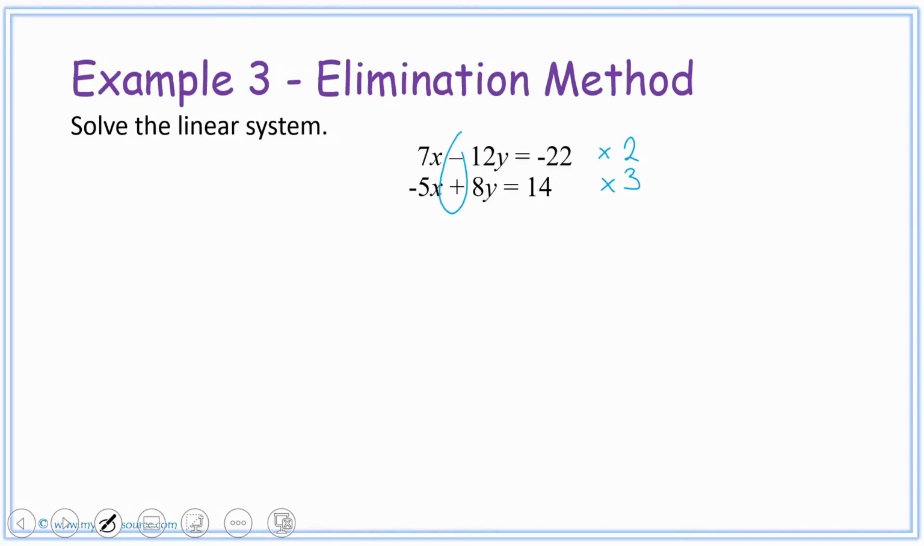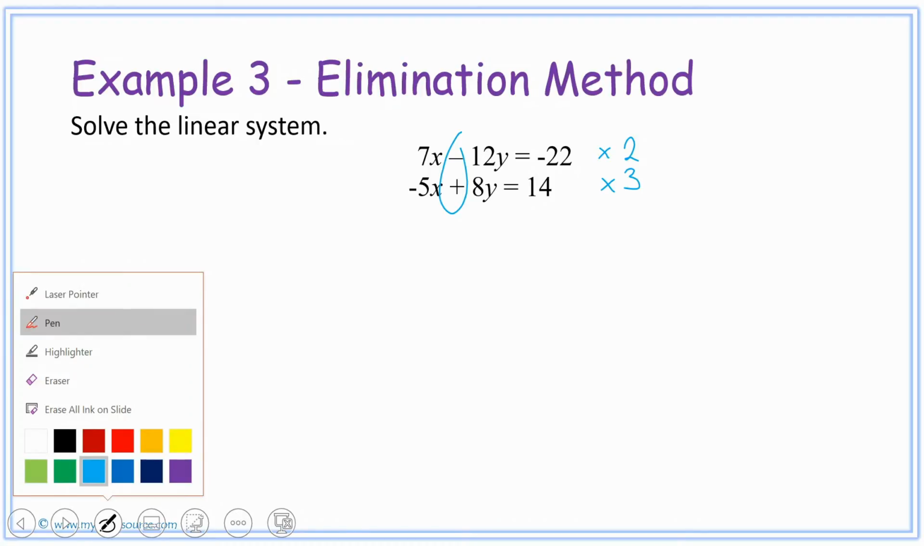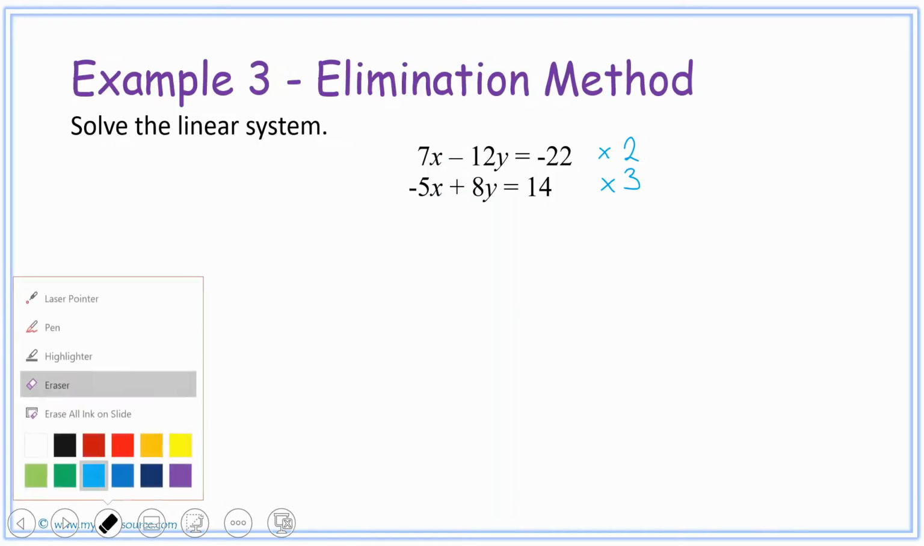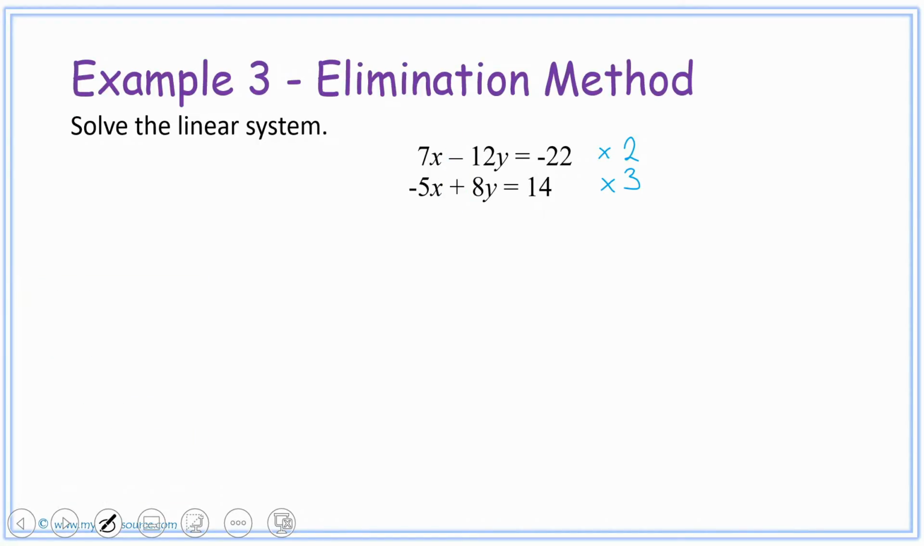And because the signs are opposite of each other, you don't have to multiply by a negative. When you add, they will cancel out. And so remember, the other key is to always make sure you have the opposite signs. Okay, so let's go ahead and simplify this.